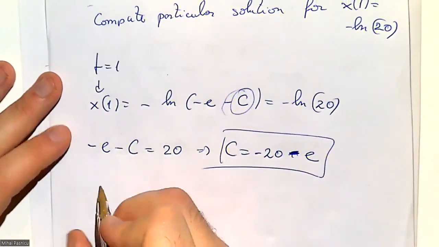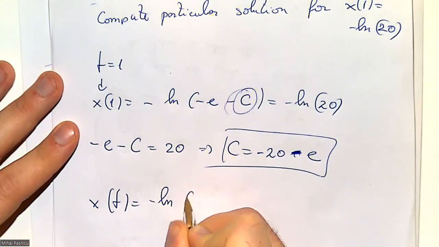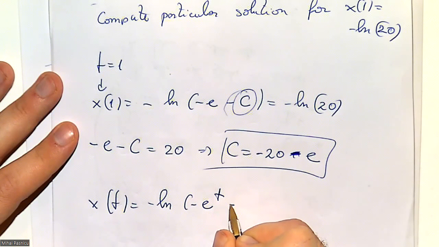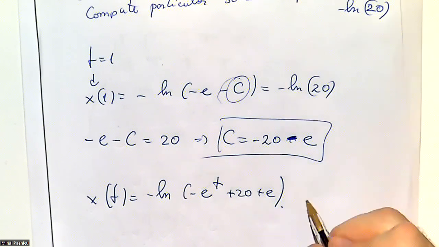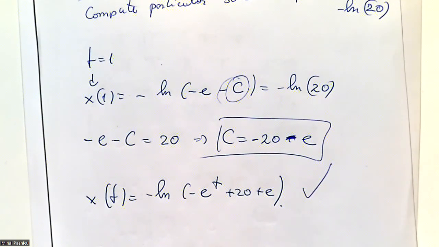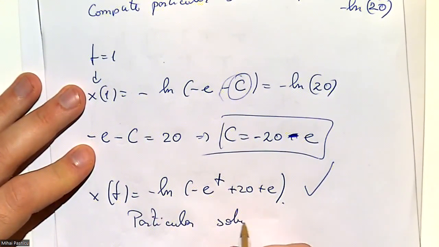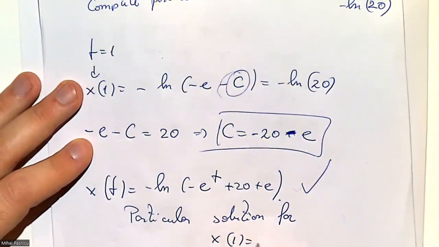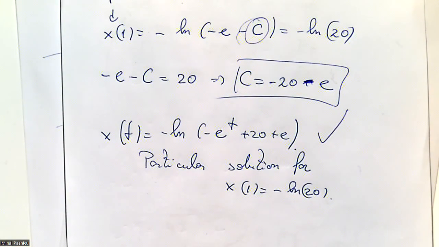Okay, so you get this constant, and then you just plug it in again, and the final thing is minus ln of minus e to the t minus or plus 20 plus e, whatever. Okay. And now you're done with completely everything. You computed a particular solution, for x of 1 equals minus ln 20. Okay. Cool. So any questions on how we deal with these things?